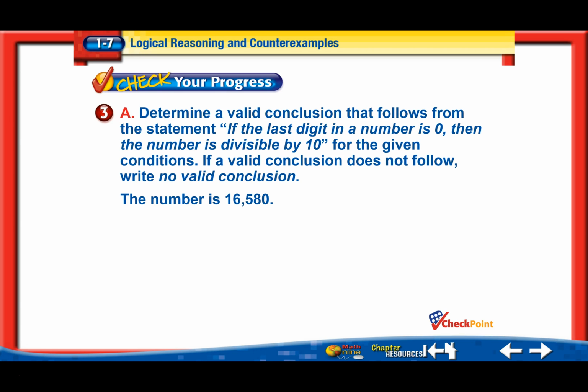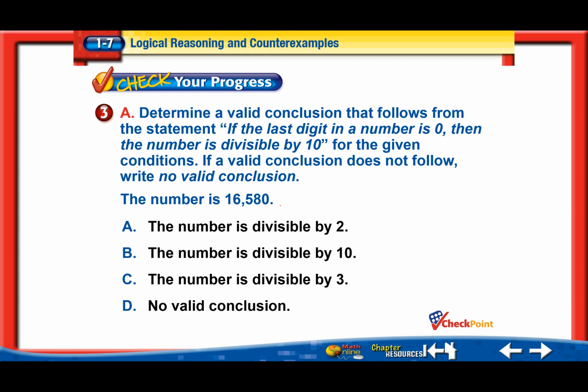All right, pause this one, give it a shot. Okay, so it says if the last digit of a number is 0, then the number is divisible by 10. So we'll look at this number. Is the last digit 0? Can we divide it by 10 evenly? Yes. So yes, the number is divisible by 10.